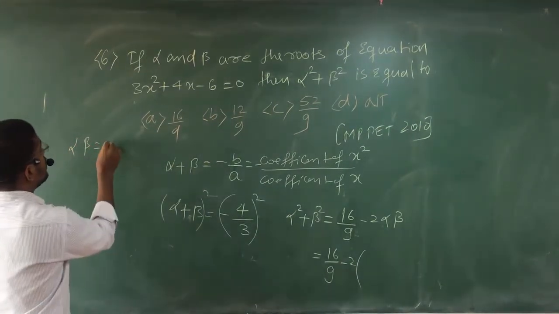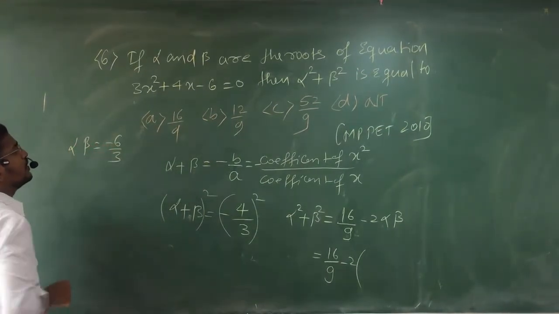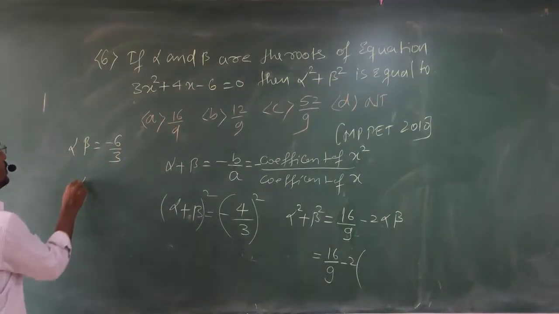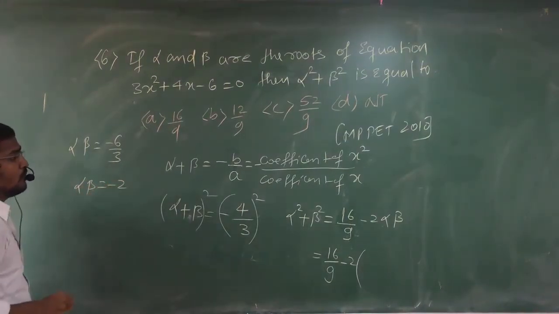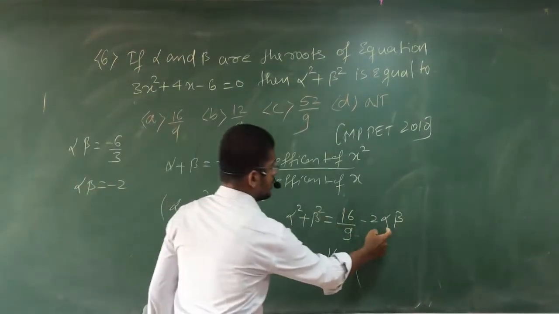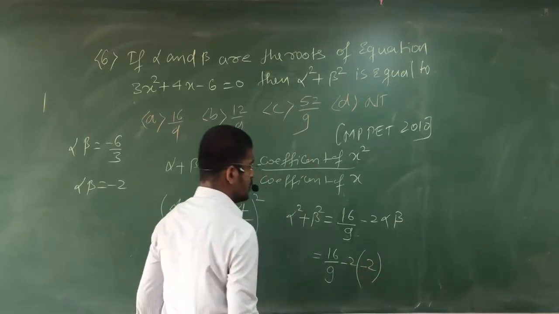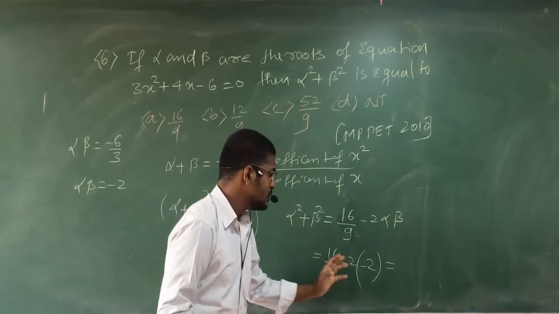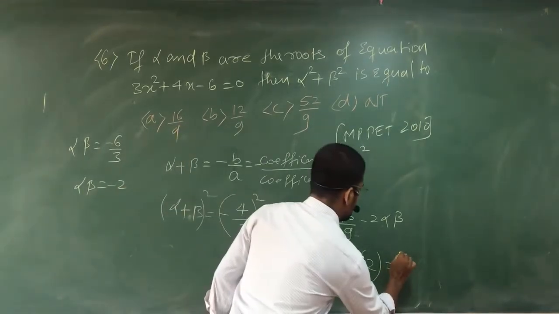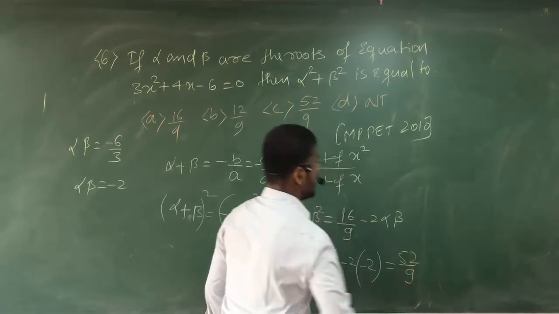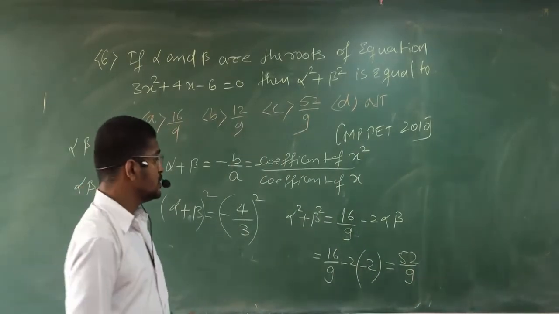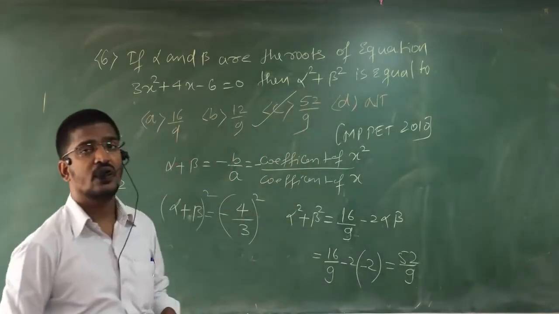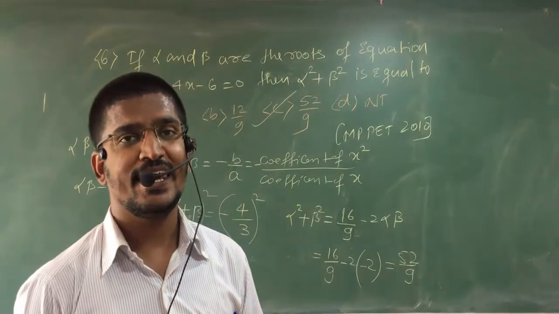Alpha into beta equal to minus 6 by 3. Here the c value is minus 6, so it is divided by 3. So alpha into beta equal to minus 2. So here it will be minus 2. Therefore, minus into minus is plus 4. 16 by 9 plus 4 will be equal to 52 by 9. Clear students? So, which one is your option? Option C is your answer. That is 52 by 9.